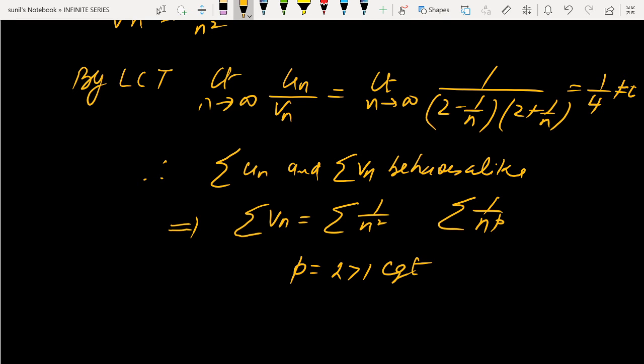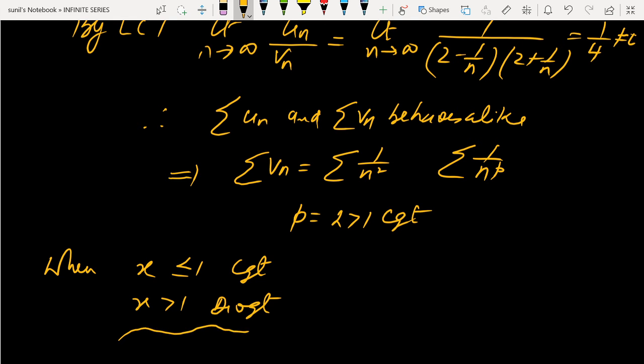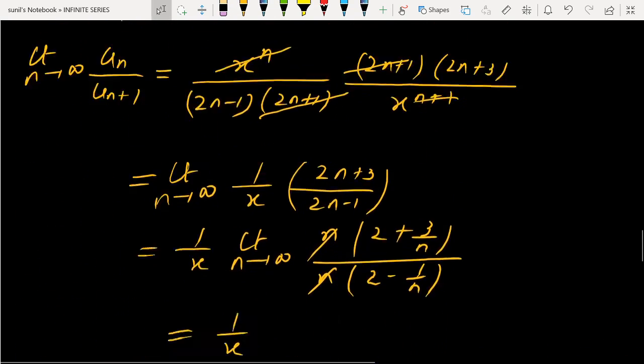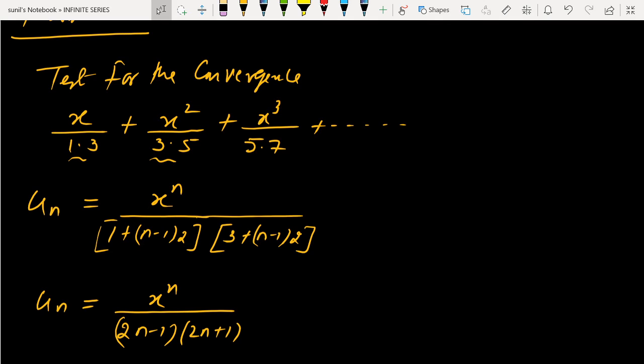So you can say clearly here, when x is less than or equal to 1, the series is convergent, and when x is more than 1, the series is divergent. This is the final nature on the basis of x, because when the series is involving x, guys, your role is to find for what value of x exactly the series is convergent. So your role is just to find the value of x.